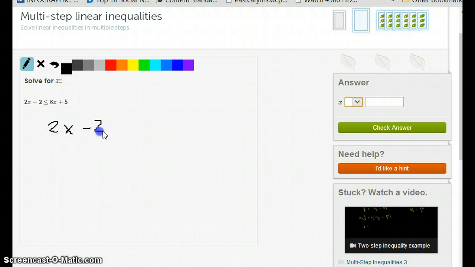2x minus 2 is less than or equal to 8x plus 5.